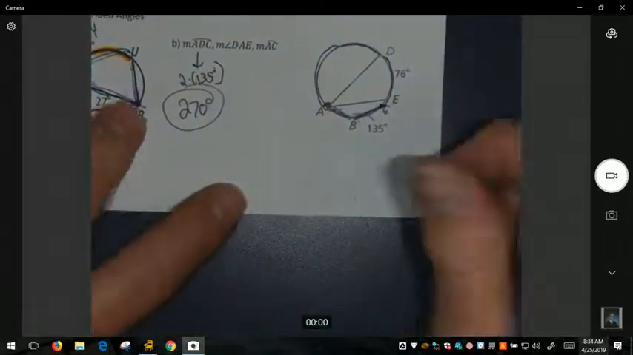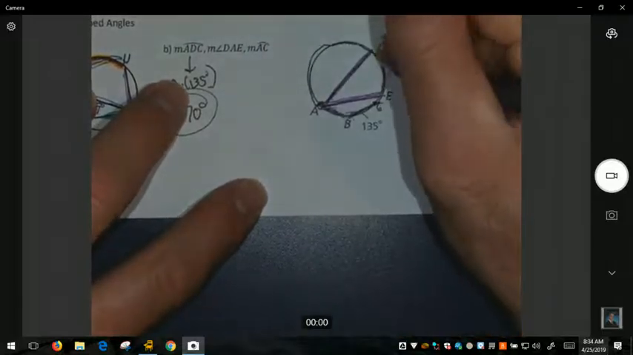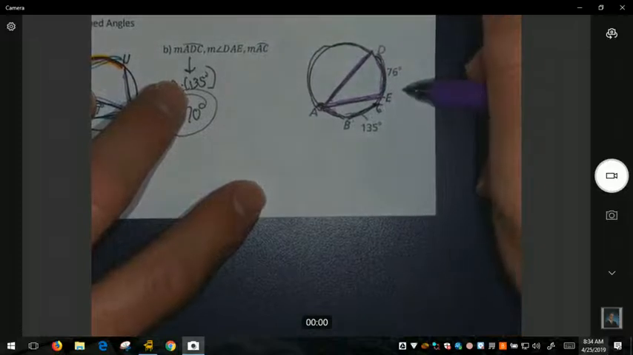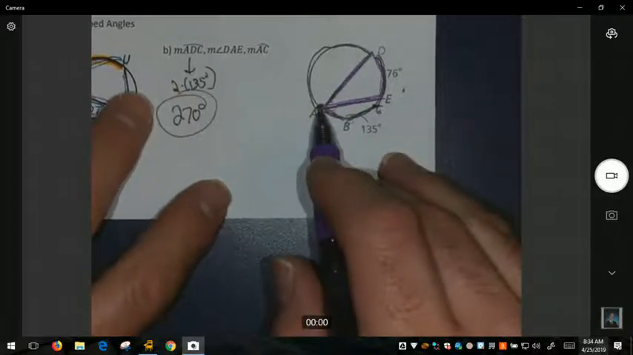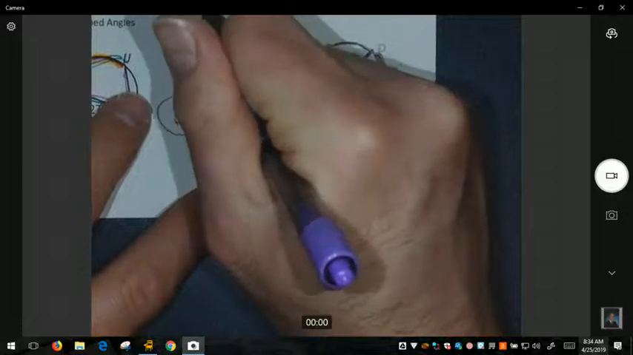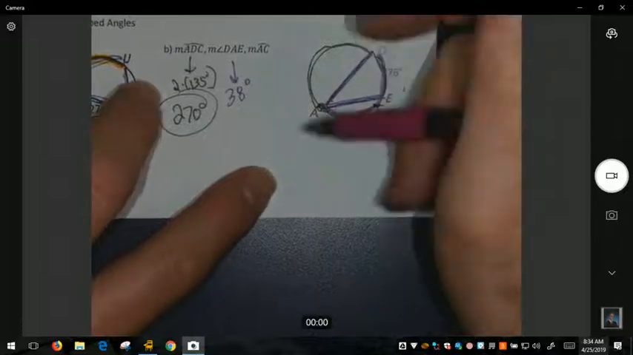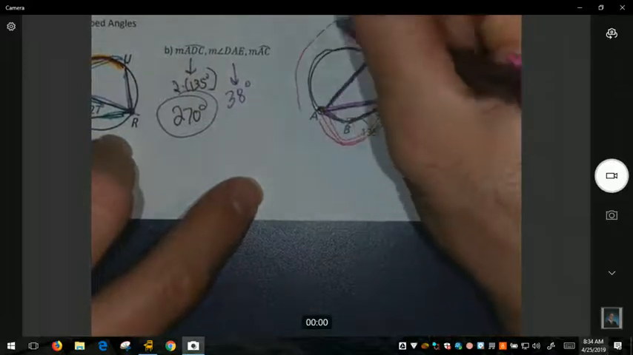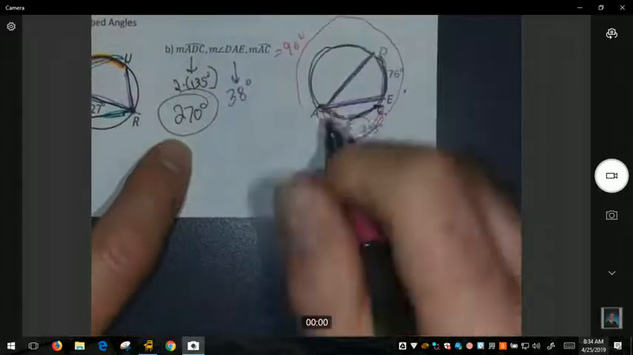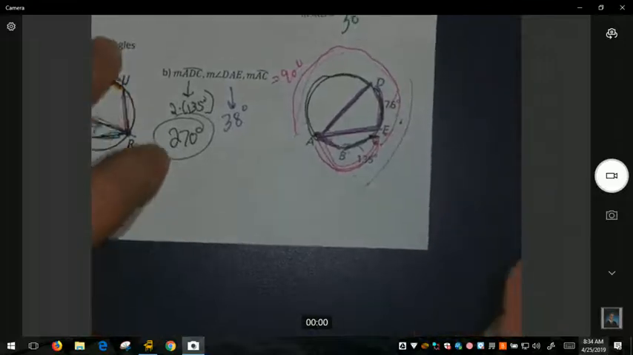They also asked for the measure of angle DAE. DAE is here. Its intercepted arc is DE, 76 degrees. If it was a central angle, it would be the same, but it's the inscribed angle, so it's half of 76, which is 38 degrees. And lastly, the measure of arc AC. Well, AC is this, and we already know the rest of it is 270, so AC has to be 90 degrees, because 360 minus 270 is 90 degrees.